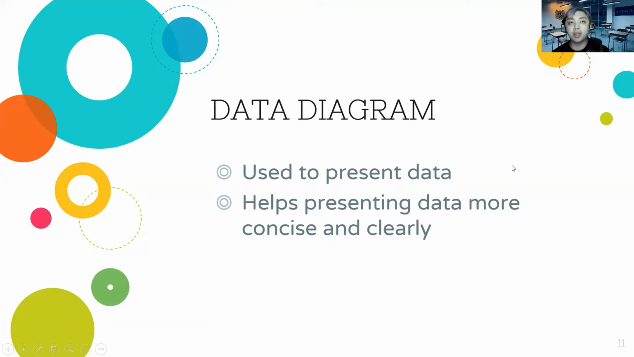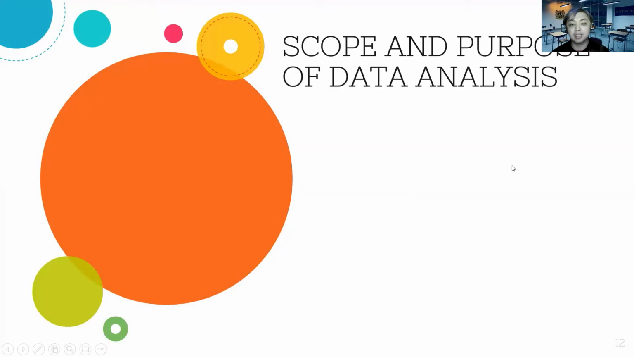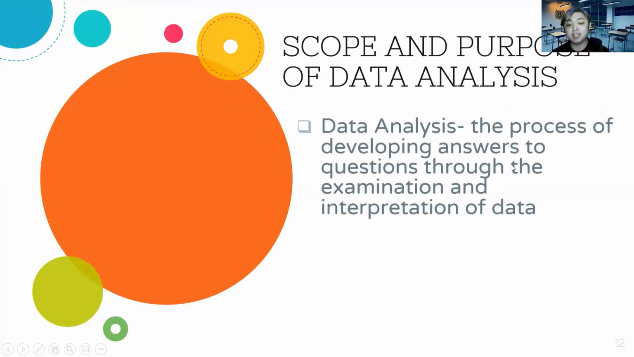Once we are done with the categorization, with coding, and with arranging and tabulating our data, then we may start the data analysis. So what is the scope and the purpose of data analysis? First, data analysis is the process of developing answers to the questions, the examination and interpretation of the data. So after we present the data, we look at the details that the data is presenting us.